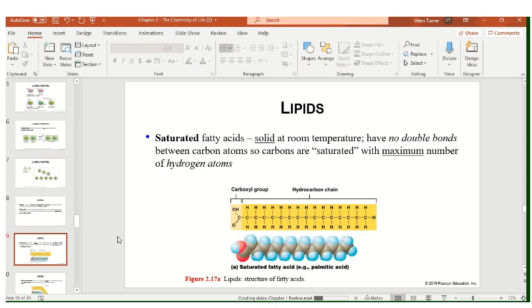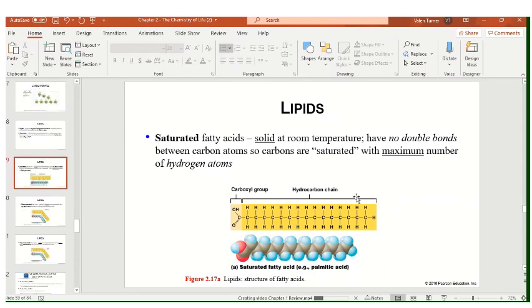That's it. Fatty acids are the monomers. But when it comes to fatty acids, you have two major groups of them. You got to know the two major groups of fatty acids and what they look like. There's a saturated fatty acid, and there's an unsaturated fatty acid. It has to deal with how the carbons bind to hydrogen.